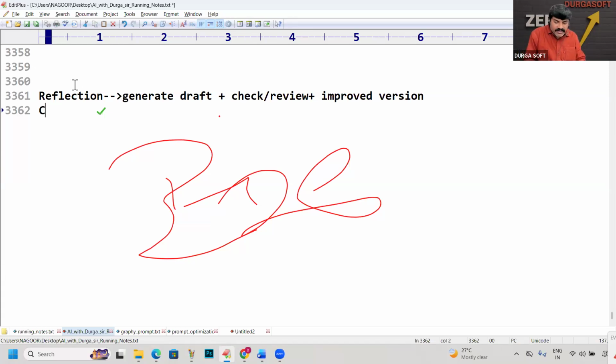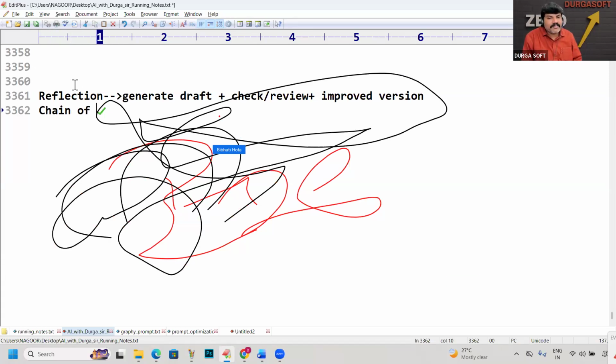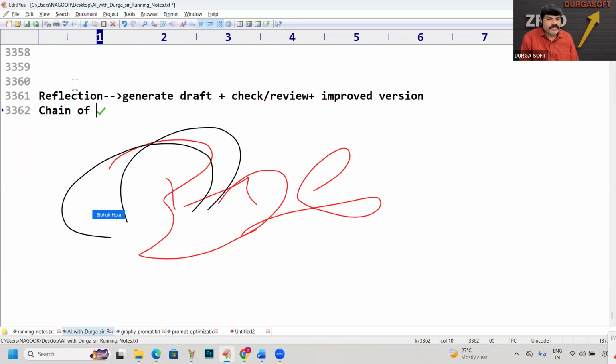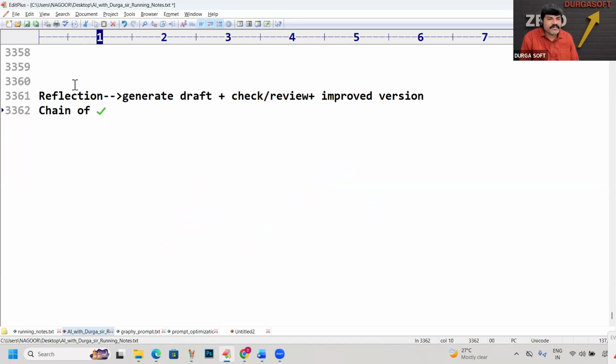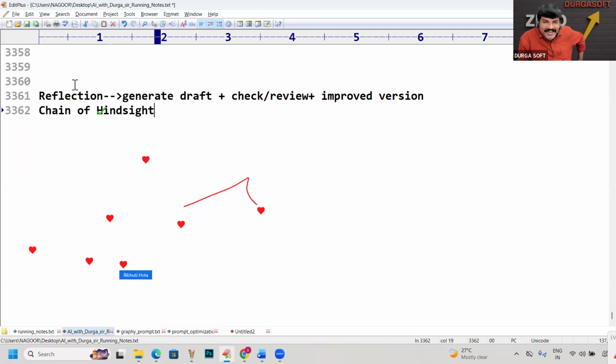But in the case of chain of, what is the name? Insight. What is the name? Chain of Insight, please confirm. Insight. Heart symbols are shining. Are you seeing these symbols? Yes, sir. Can you please remove them? Yeah. Chain of insight.